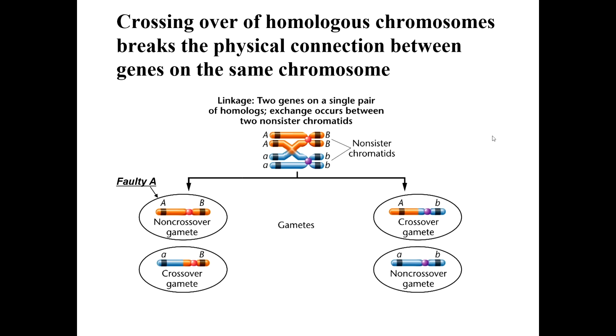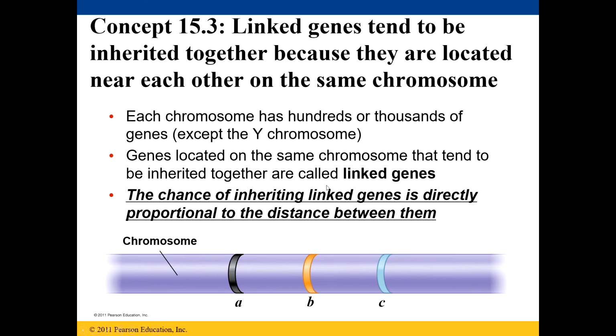But going back to this slide, what's the chance of separating A from B compared to A from C? There's a lot more room. So it has to do with that distance between them. Is gene A more closely linked to gene B or gene C? It would be more closely linked to B, right? Because there's less distance between them.